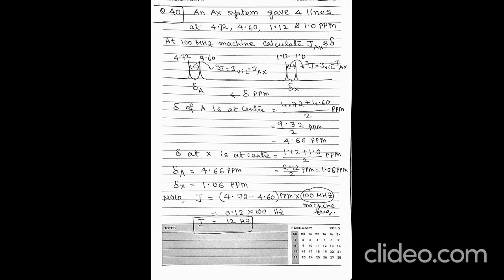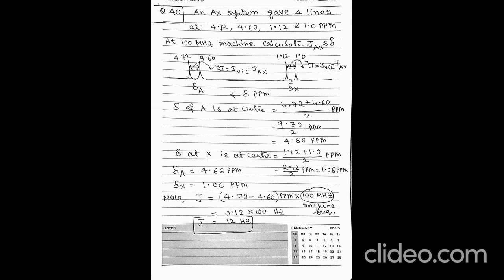Now we know that AX system means we will be getting two doublets. So one doublet is for A hydrogen, another doublet is for the X hydrogen. And it is also known that delta A will be greater than delta X. Now one doublet means 2 lines, so 2 doublets means total 4 lines. In the problem it is given 4 lines.